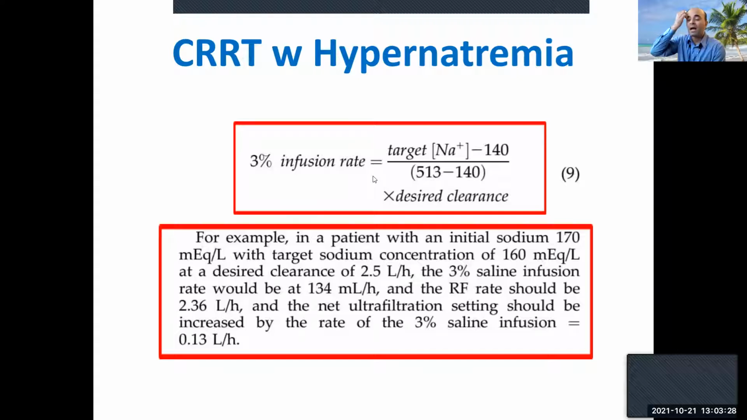هتدي انفيوجن ريت بعد الفلتر، بعد العيان ما يكون داخل العيان از ريبليسمنت، وتحسب التارجت صوديوم بتاعك. انت عايز الصوديوم بتاعك كام؟ هو مثلا 170، انا عايزه 160، هنكتب 160 ناقص 140 على 513 اللي هي كل لتر من هايبرتونيك سالاين، ماينس 140 في الديزايرد كليرنس اللي هو مثلا الدياليزيتور ريبليسمنت حوالي 2.5 لتر.